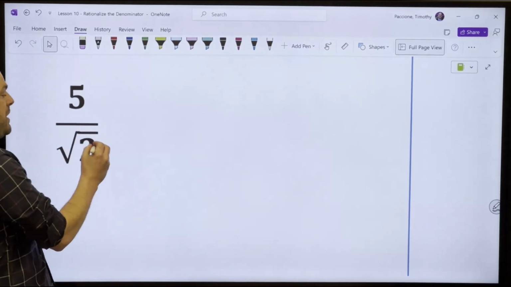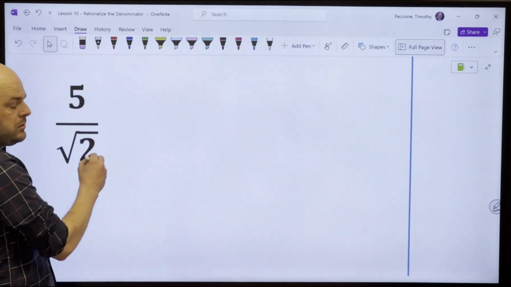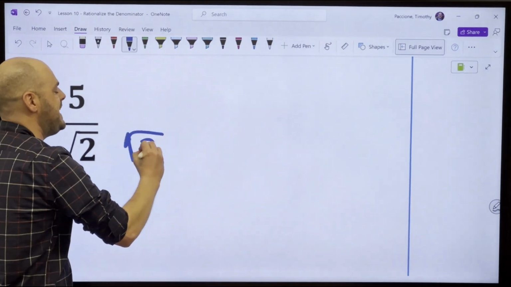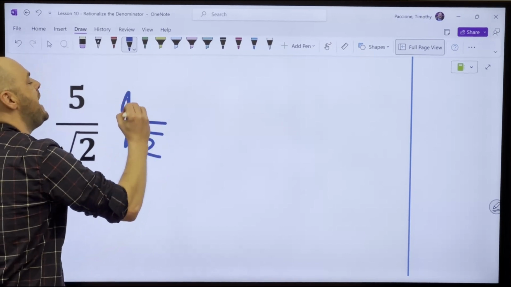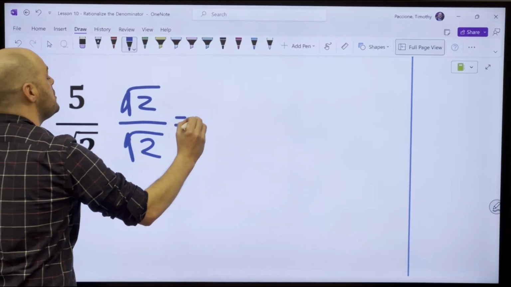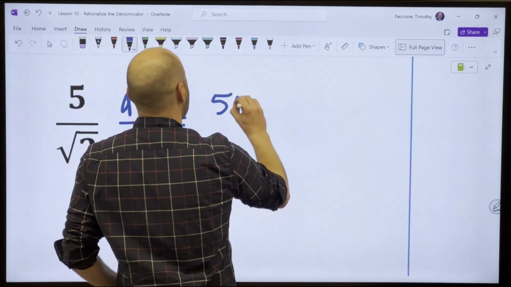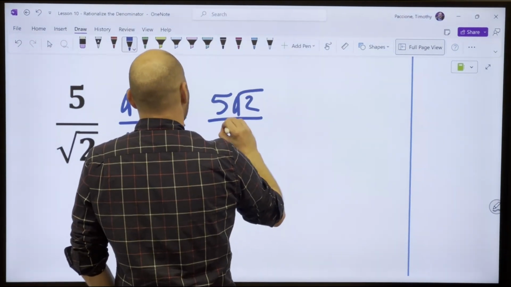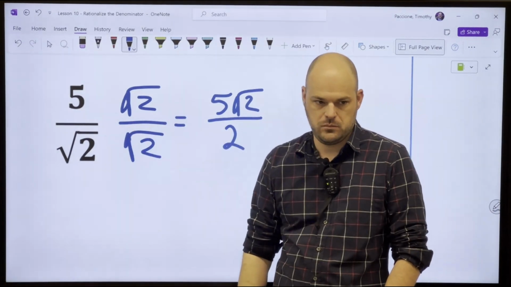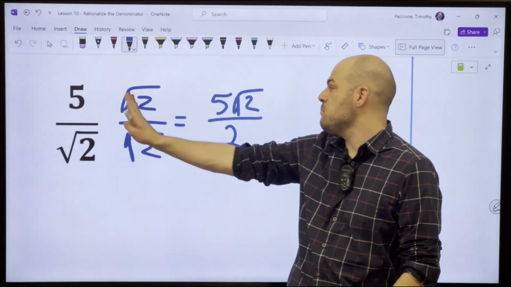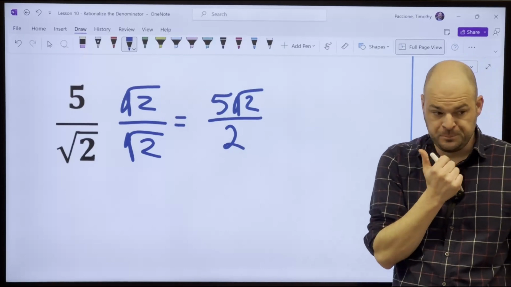Well, we know we need this bottom part, the denominator, to be rational, and right now it's irrational. Now we know how to fix it, right? What would I need to multiply this by to make it rational? Square root of 2. And I can't just multiply the bottom by something. I have to multiply the top, right? It's that simple. So I get 5 square root of 2 over 2. And that's considered more simplified than that, okay? So don't leave it like that. Move it to that, okay?